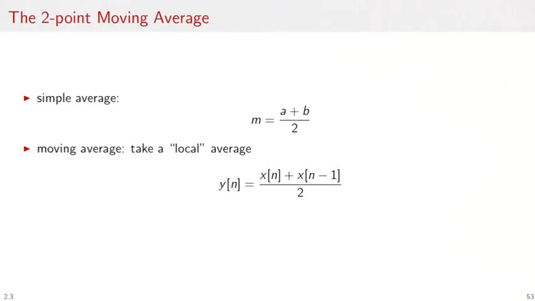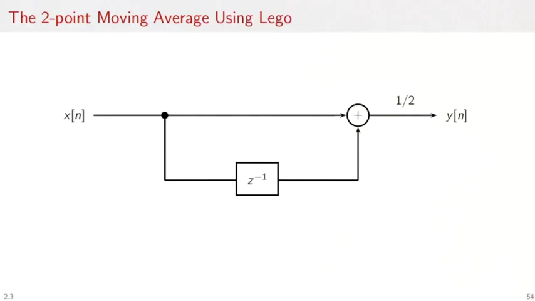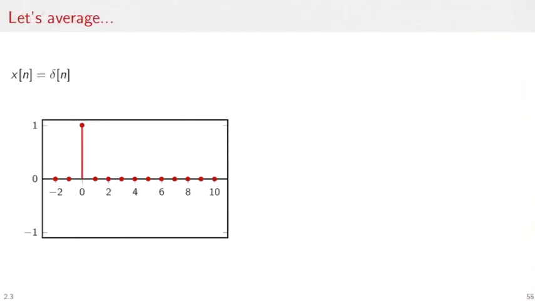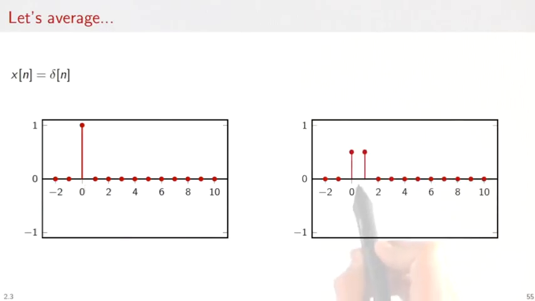We can build this using the Lego blocks from earlier. So on the left we have the input x[n], it is delayed by z^-1, it is added and then multiplied by 1/2 to result in the moving average y[n] equal to (x[n] + x[n-1]), the sum divided by 2. Let's look at this. For a very simple signal, the delta sequence, which is equal to 1 at the origin, 0 everywhere else, the moving average will be 0 everywhere except at the origin and at location 1, where it is equal to 1/2.